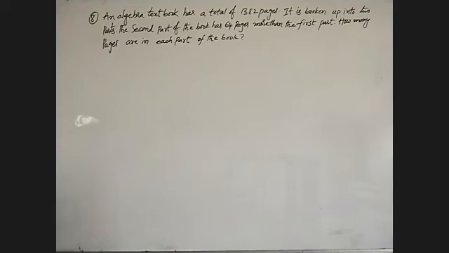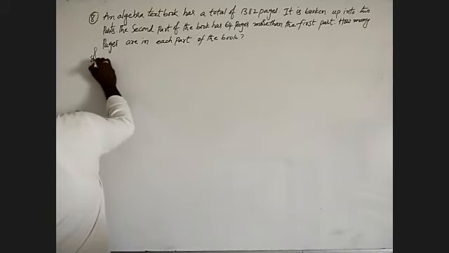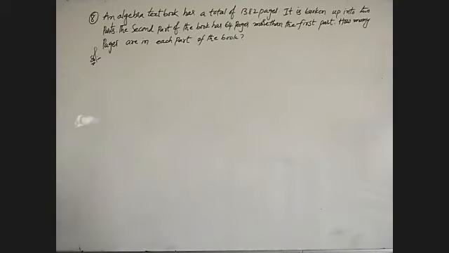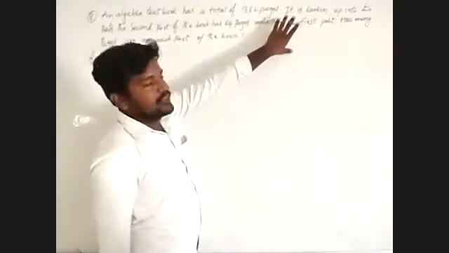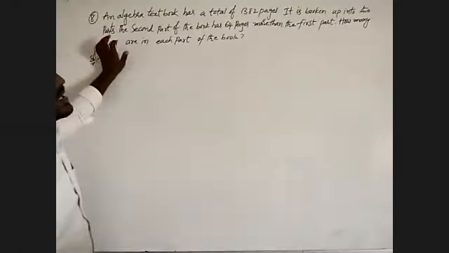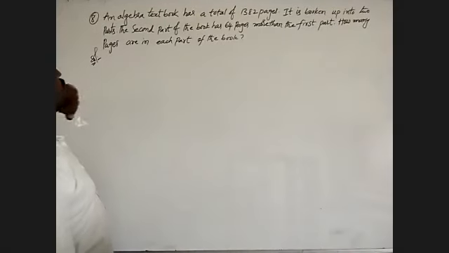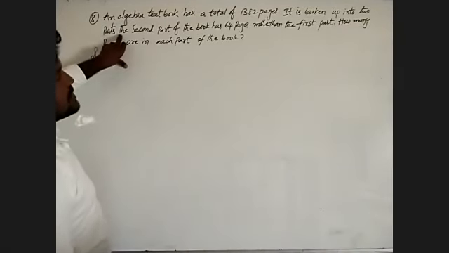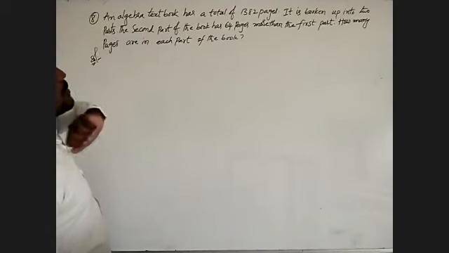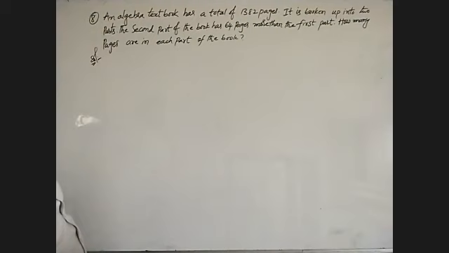Listen in this one. What is given in this problem? An algebra textbook has a total of 1382 pages. If it is broken up into two parts, this textbook can be divided into two parts. Here, another statement is also given. The second part of the book has 64 pages more than the first part. How many pages are there in each part of the book?